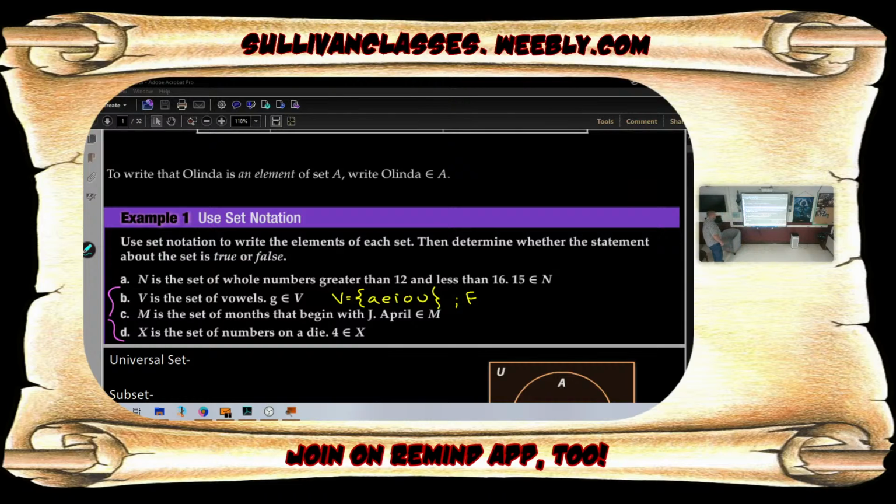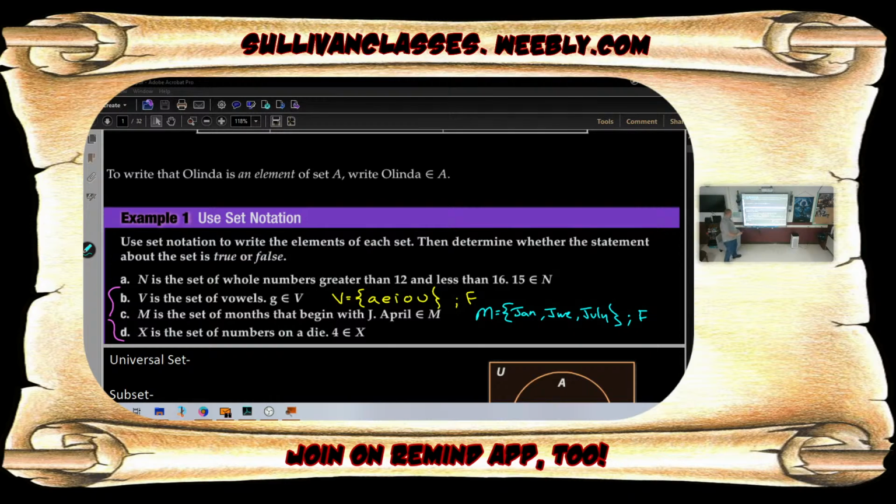Okay. M is a set of months beginning with J. So we've got M labeled as a set notation. We've got January, February, March, April, May, June, July. And in there, I'm pretty sure April is not in that. So, false. It may be a duh, but the idea is just to remind you of what set notation looks like.